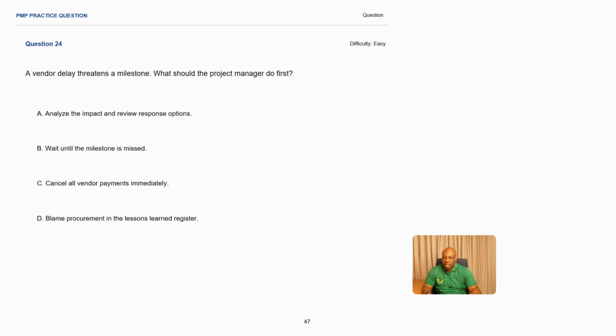Practice question number 24. A vendor delay threatens a milestone. What should the project manager do first? Okay. And the difficulty here is easy. All right. So a vendor delay is threatening a milestone, which means the delay coming from the vendor might affect achieving a certain milestone. What should the project manager do first? Analyze the impact and review response options.